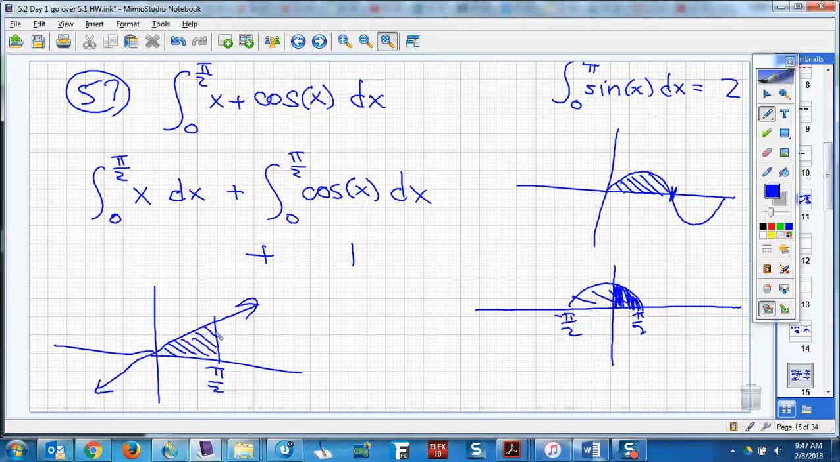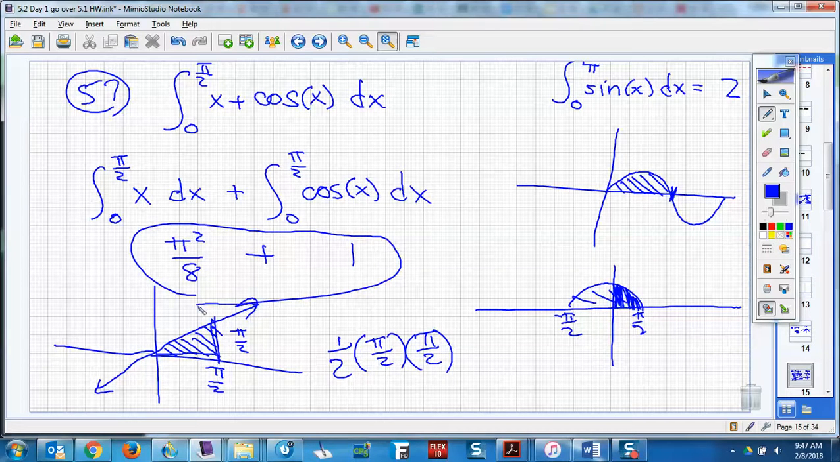We're going to have a triangle, okay? So the base of the triangle is pi halves. What's the height of the triangle? Also pi halves, because it's y equals x. So we plug an x in, and we get the same y. So it's going to be 1/2 pi halves times pi halves, right? 1/2 base times height. Well, what is that? Pi squared over 8. So pi squared over 8 plus 1 is our answer. That's how we get it.